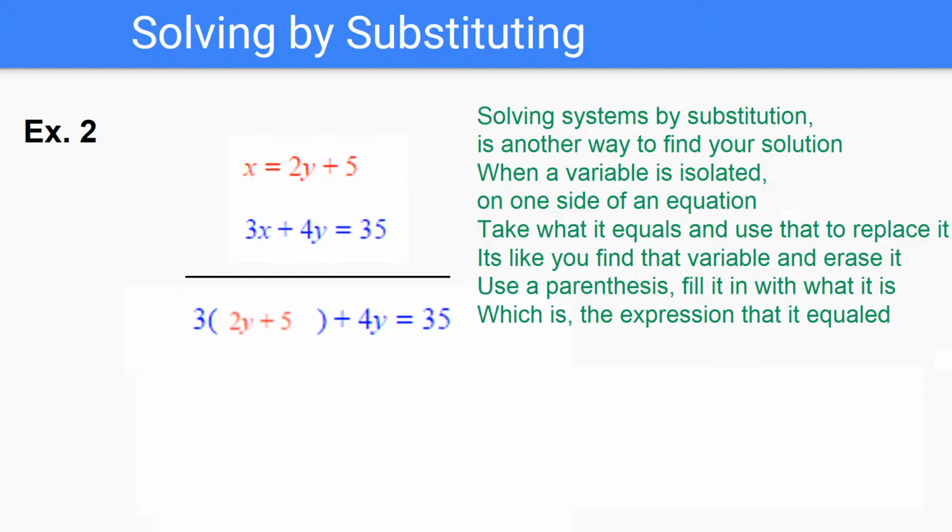Solving systems by substitution is another way to find your solution. When a variable is isolated on one side of an equation, take what it equals and use that to replace it. It's like you find the variable and erase it. Use a parenthesis, fill in with what it is, which is the expression that it equaled.